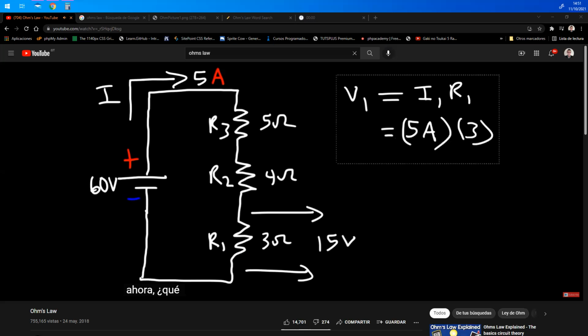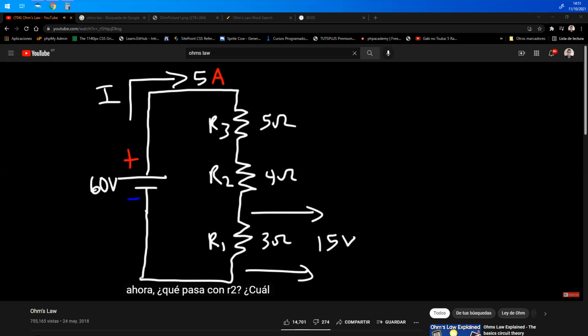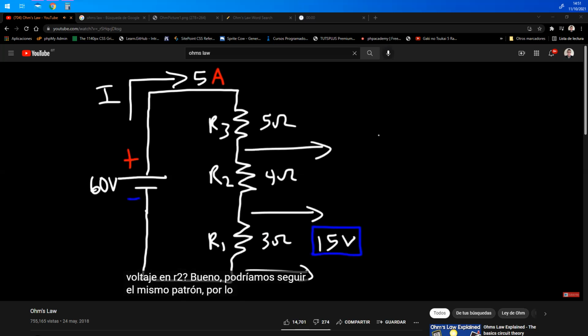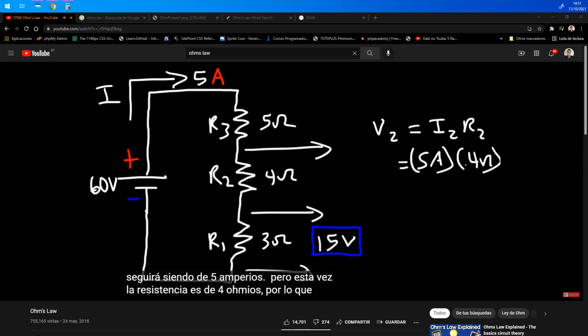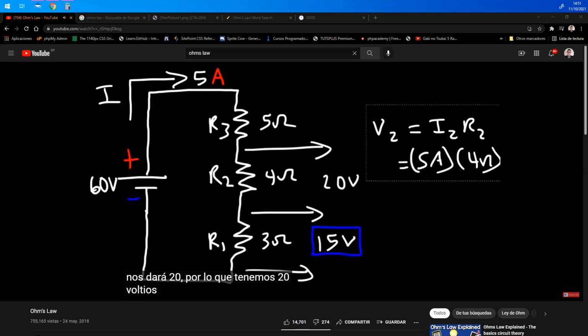Now what about across R2? What is the voltage across R2? Well, we could follow the same pattern. So we could say V2 is equal to I2 times R2. So the current is still going to be 5 amps, but this time the resistance is 4 ohms. So 5 times 4, that's going to give us 20. So we have 20 volts across R2.